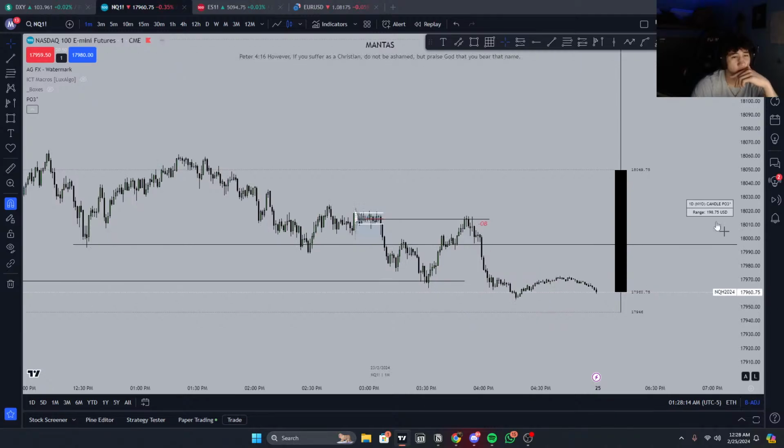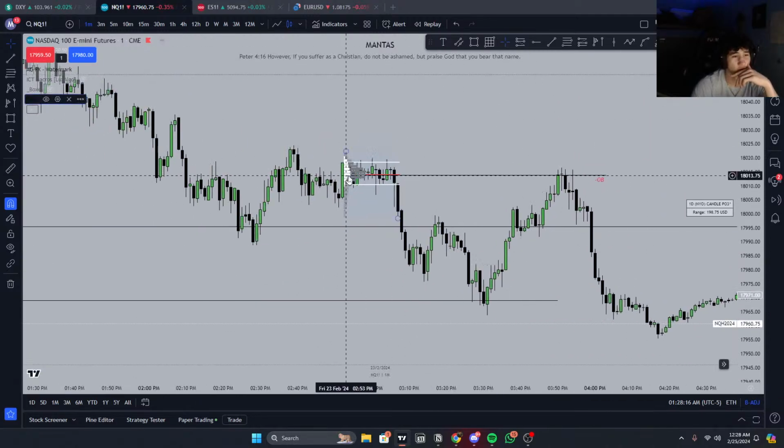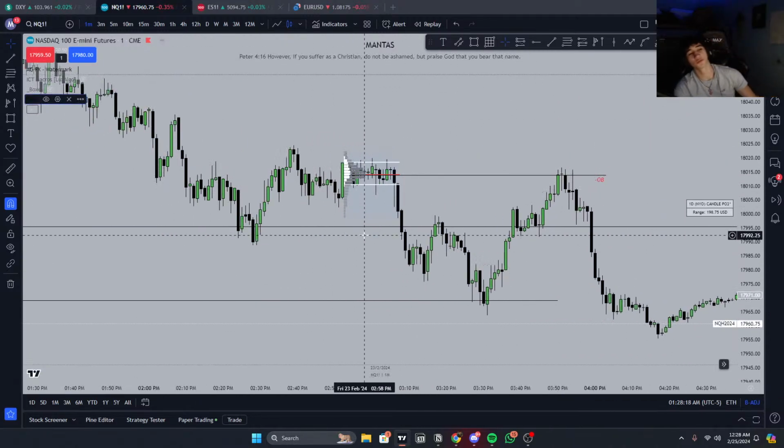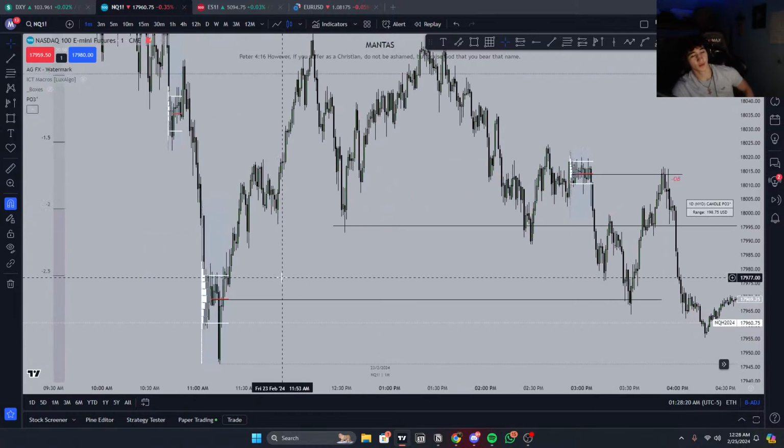I don't know, I'm trying to look more at the volume profile for order blocks. As you can see, this thing is really precise, wherever you use it.